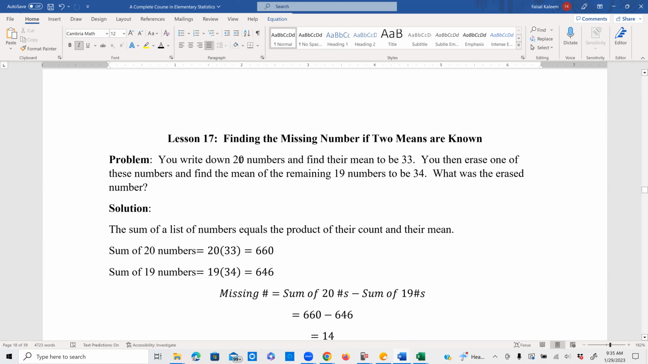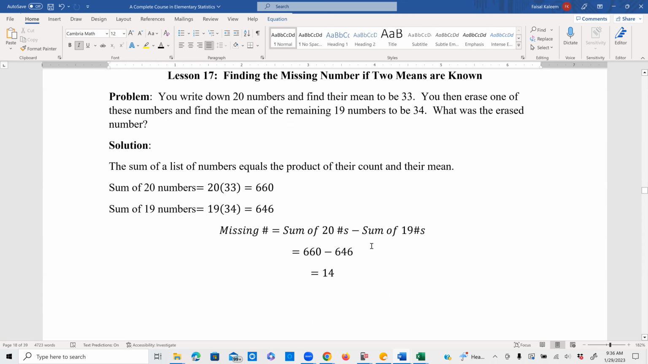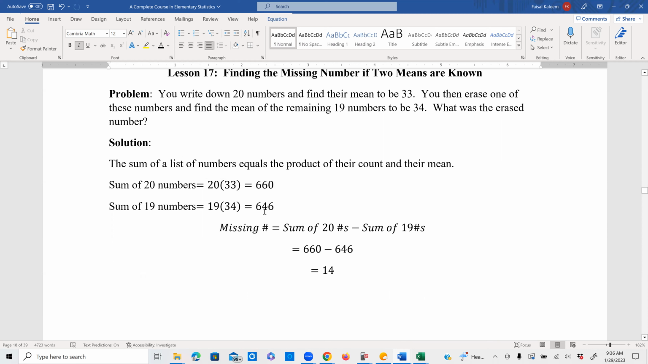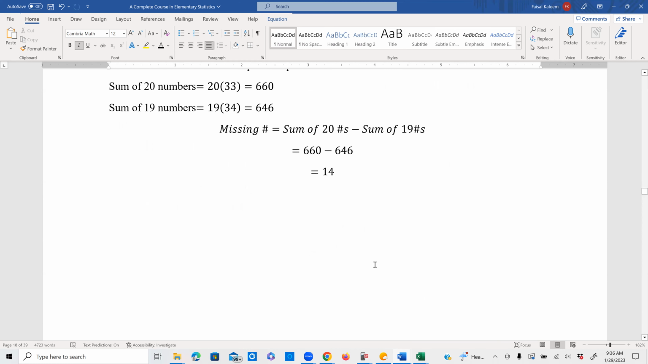So for the 20 numbers, the mean was 33. So the sum of these 20 numbers will be 20 times 33, which is 660. And then the sum of the 19 numbers would be 19 times the average of the 19 numbers, which was 34. So that's 646. And to get the missing number, you subtract these two, the sum of the 20 numbers and the sum of the 19 numbers. In this case, we find the missing number to be 14.